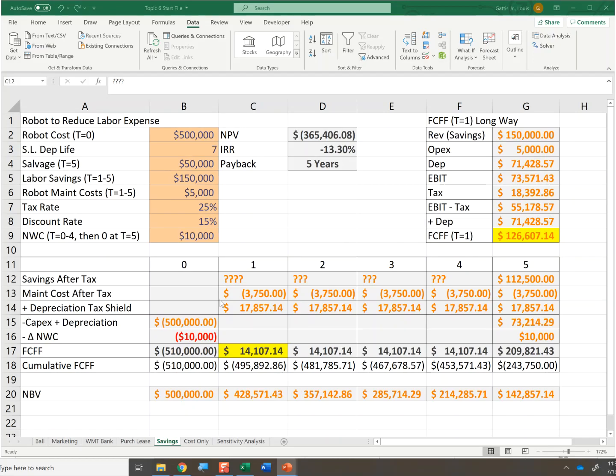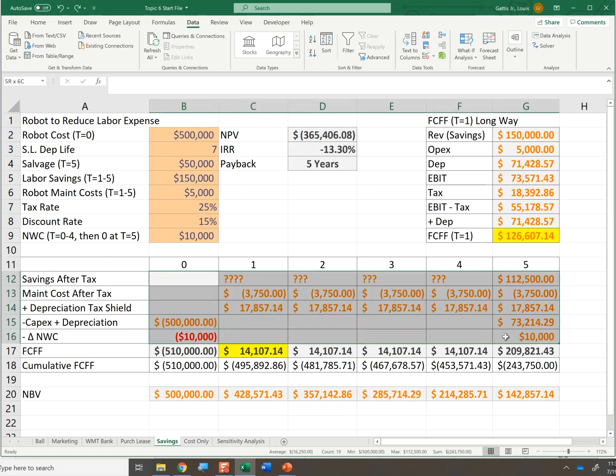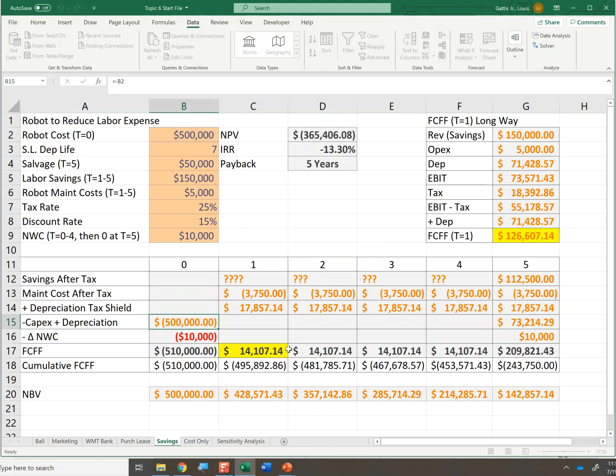I've largely done this one for you. So here is my cash flow periods, 0 through 5. So today I'm going to buy the robot for $500,000, and my net working capital is going to be $10,000 today, but I'm going to hold that constant and take it to 0 in year 5.